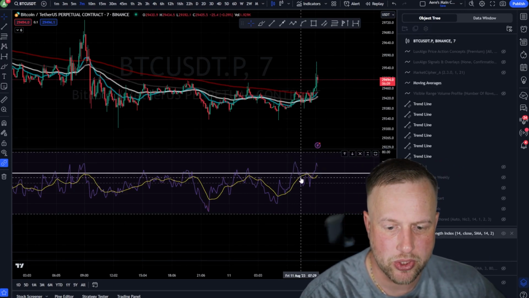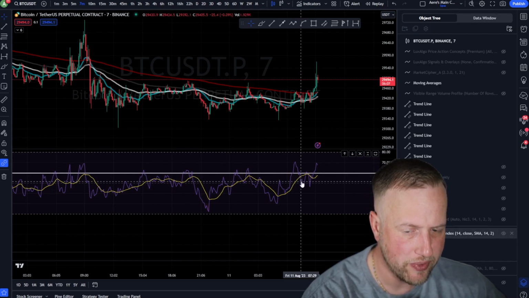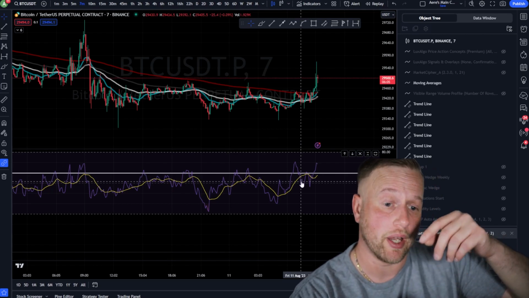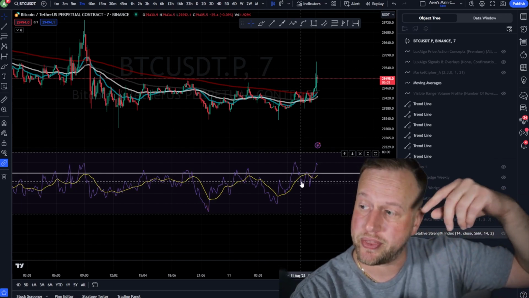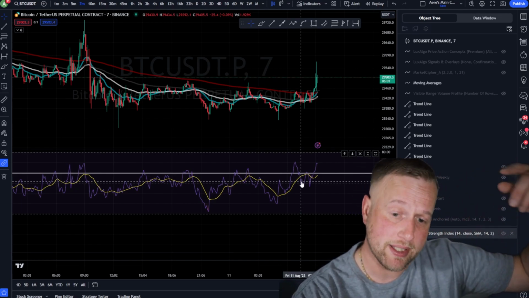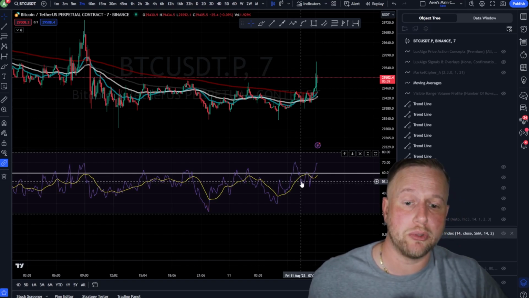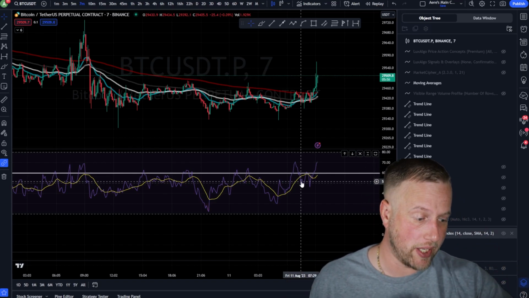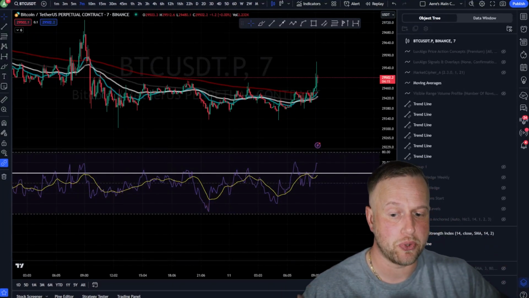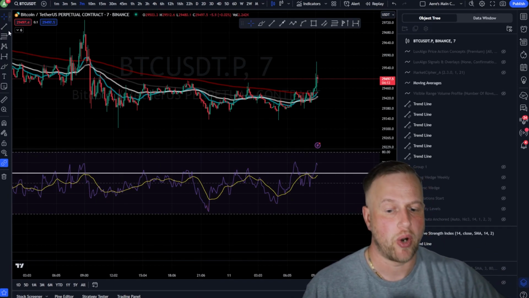I would wait till it starts to come underneath that simple moving average, couple that with the trend lines, the RSI, the EMAs, SMAs, put it all together to build confluence in your trading. But that is how RSI can be used to spot entries.